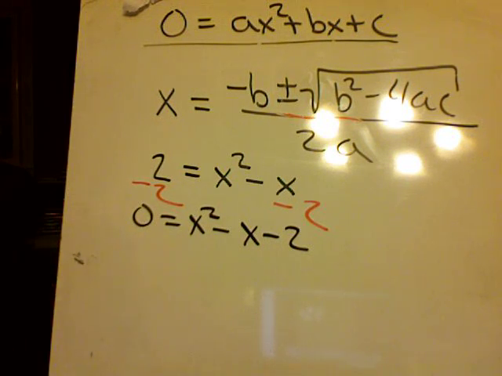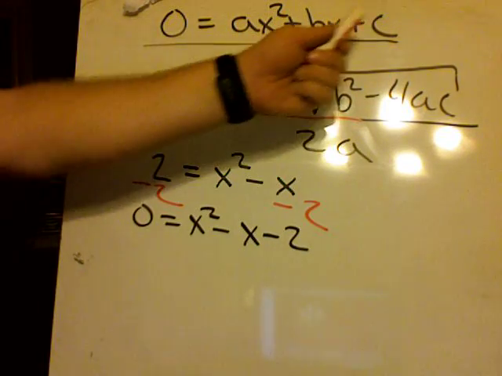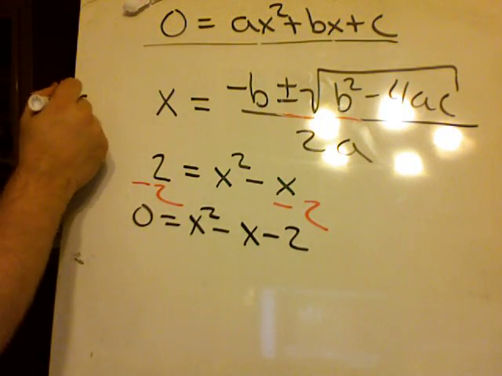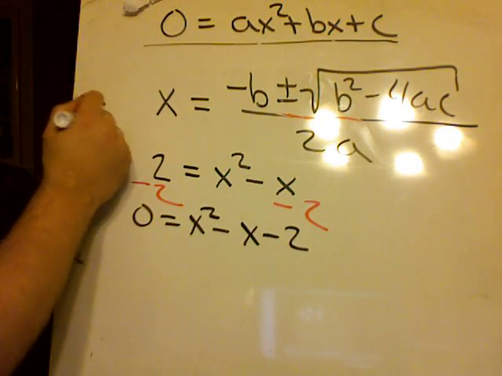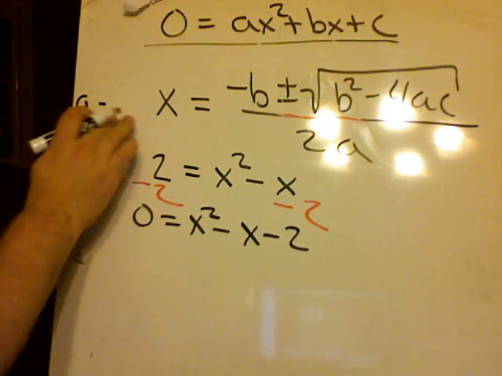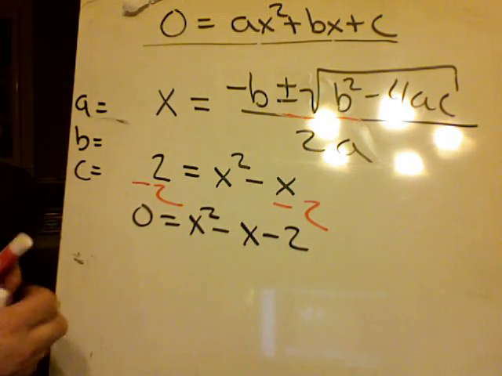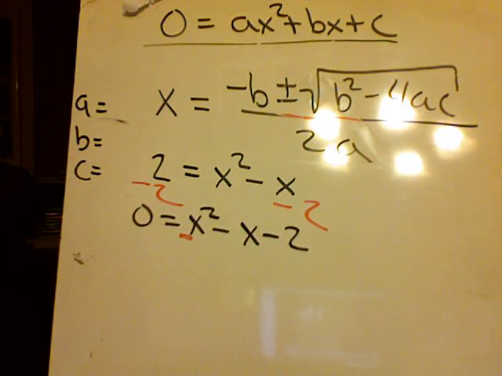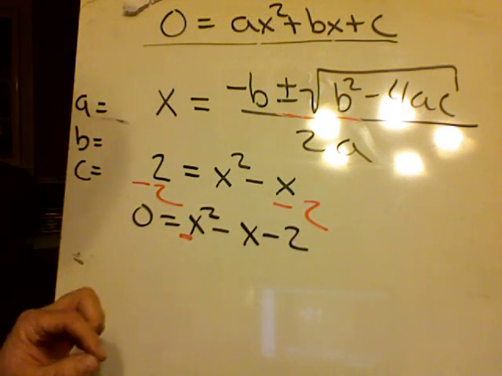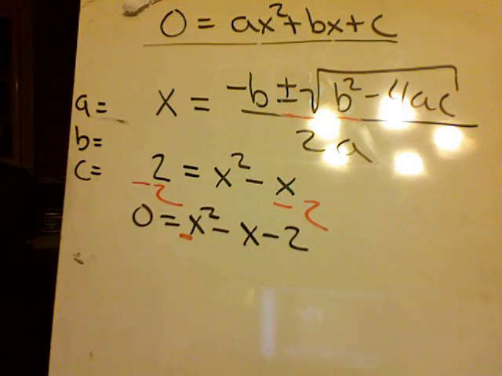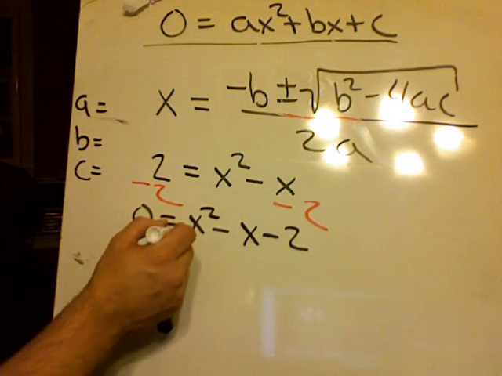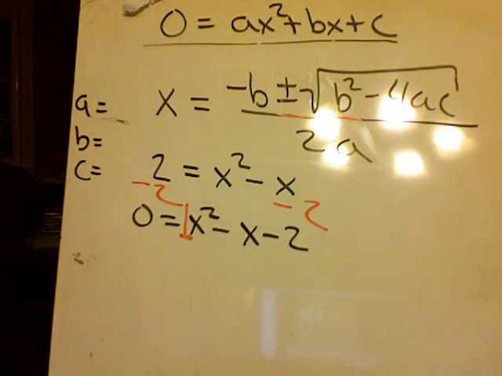The next thing I want to do is identify my A, B, and C values. So I'm going to write these down over here. A, B, and C. I'm looking for the coefficient in front of the variable with the square in it. Well, I don't see a number there, do I? Well, it's not 0. Remember, there's a little magic 1 in there. We can put a 1 in front of anything and not change it. So our A is a 1.